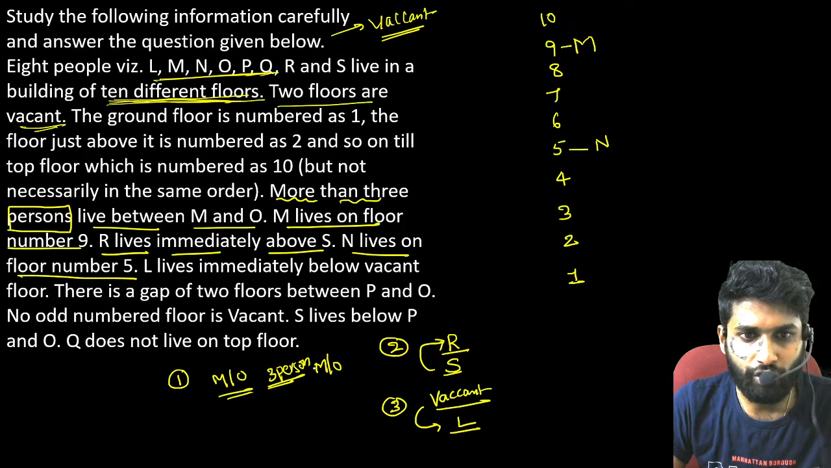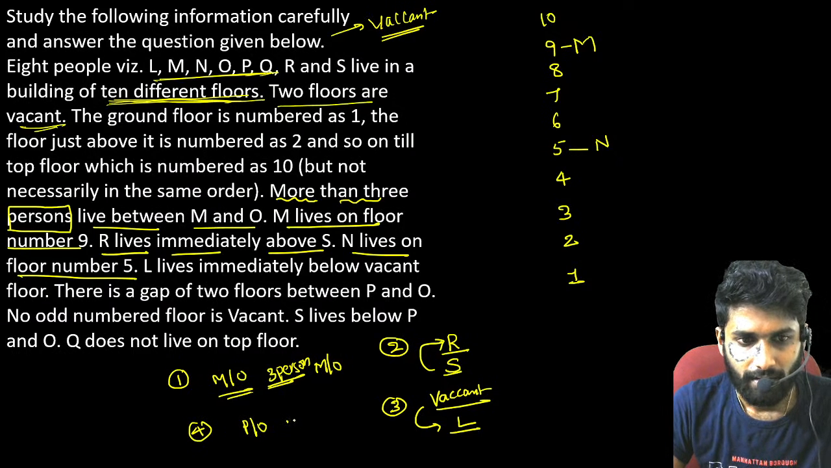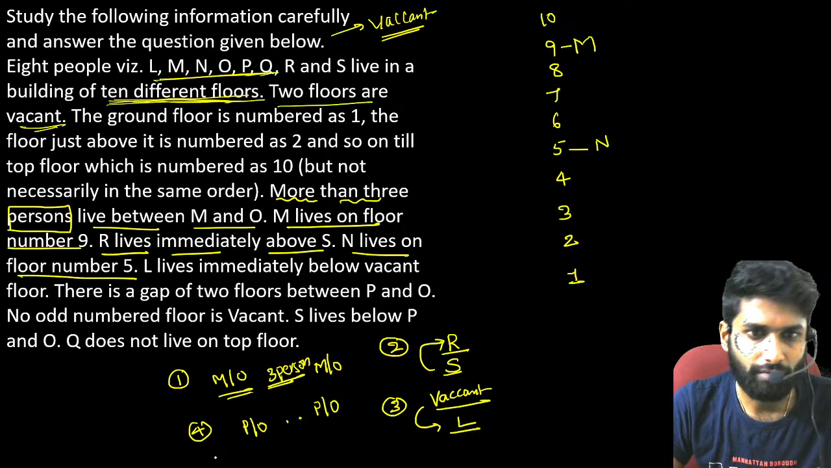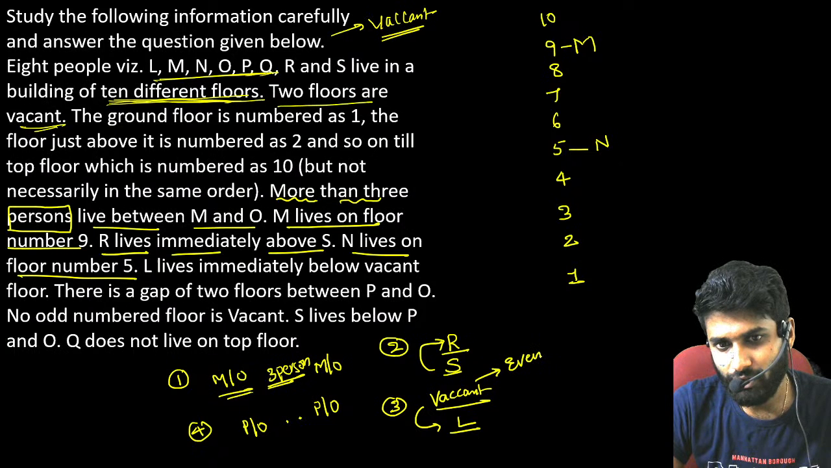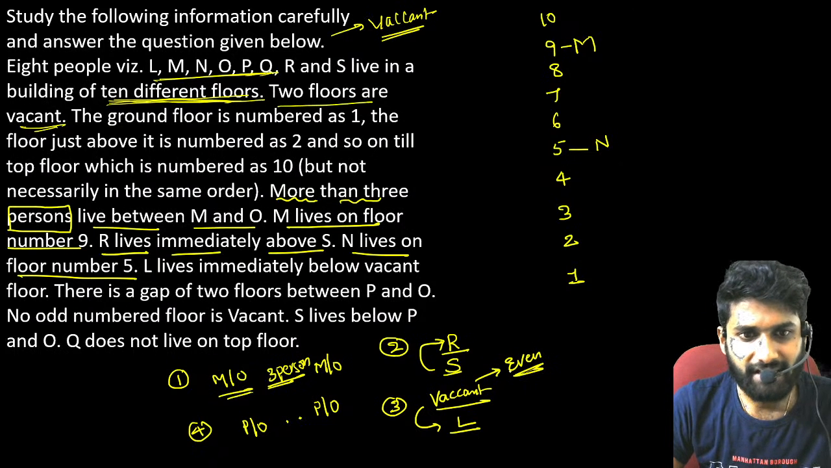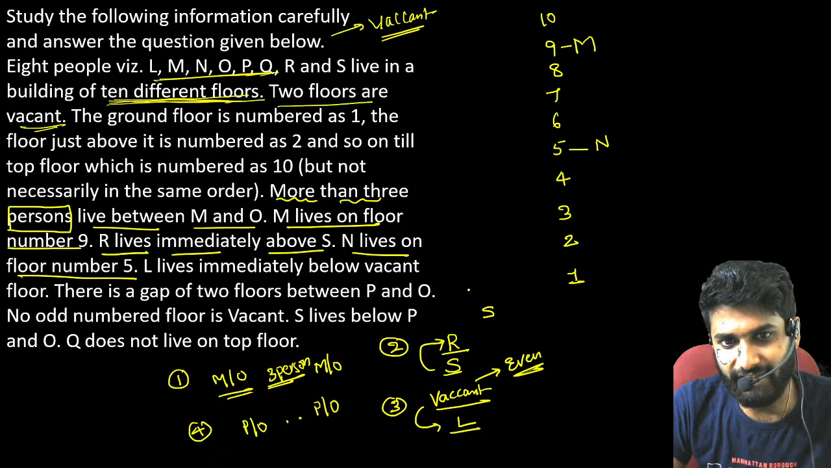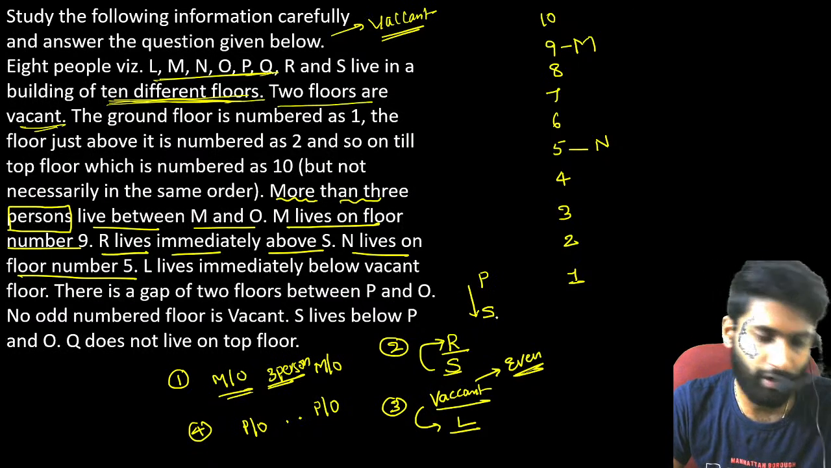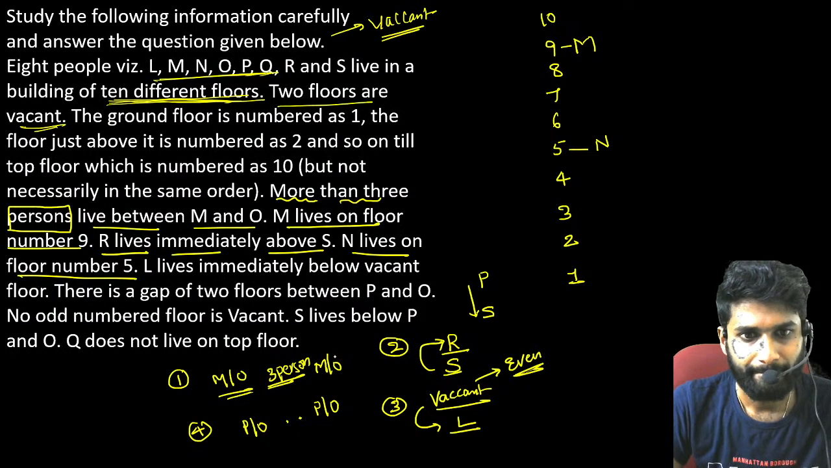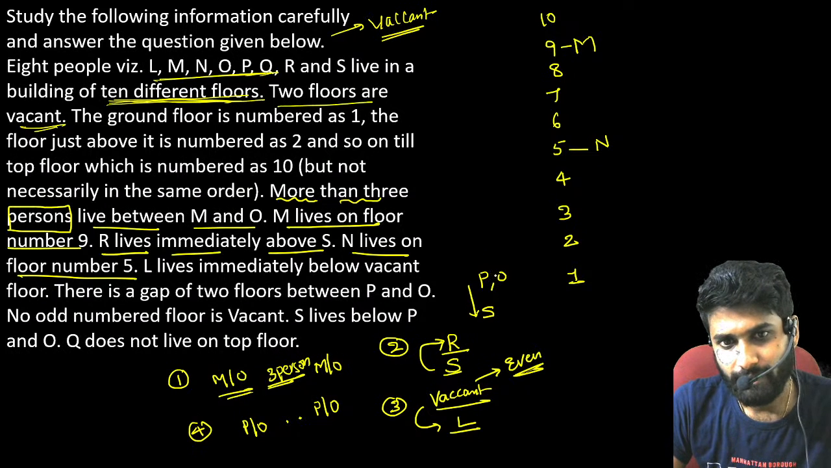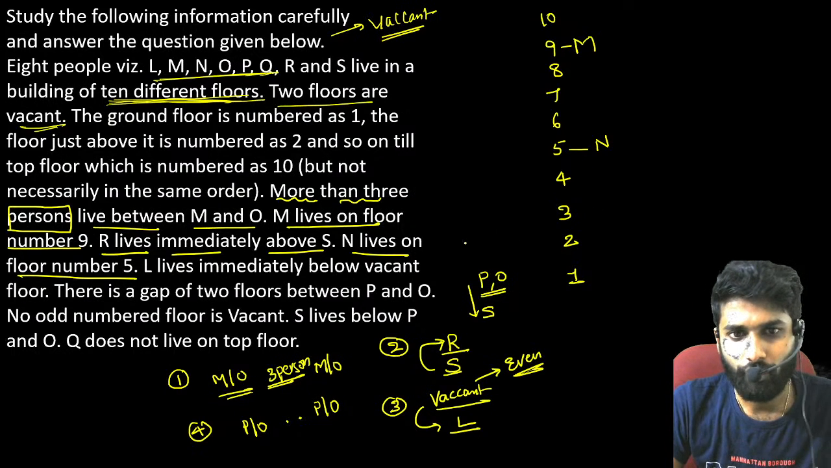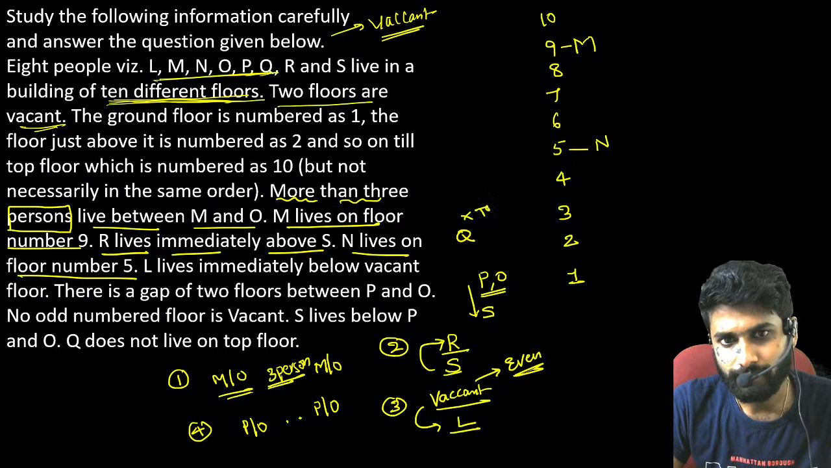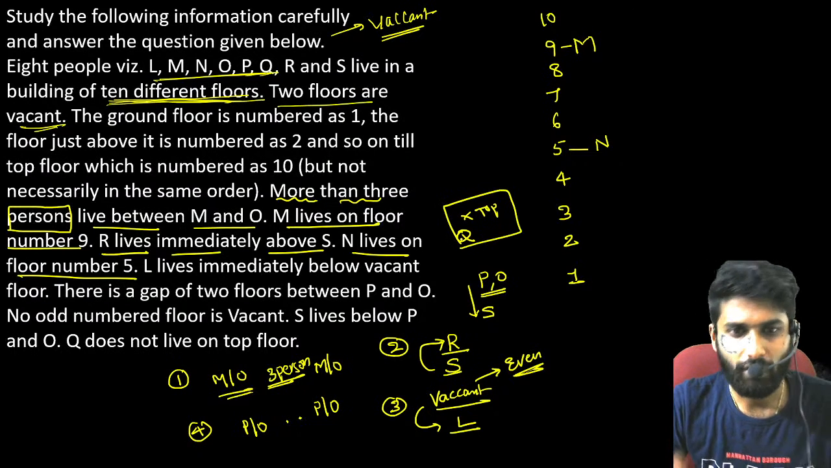There is a gap of 2 floors between P and O. No odd number floor is a vacant floor, so I can confirm that the vacant floors are even floors. S lives below P, not immediately, so it can be any floor. S lives below P and O. Q does not live on the top floor. So that is the overall information.